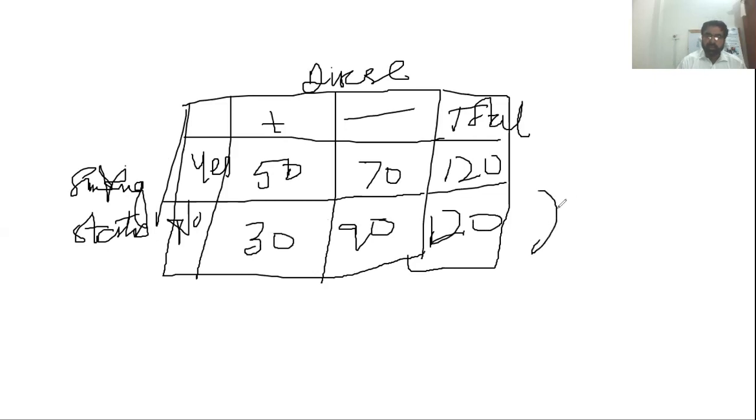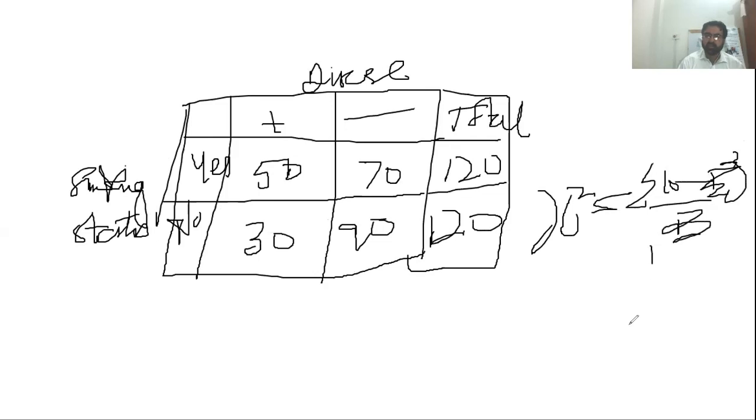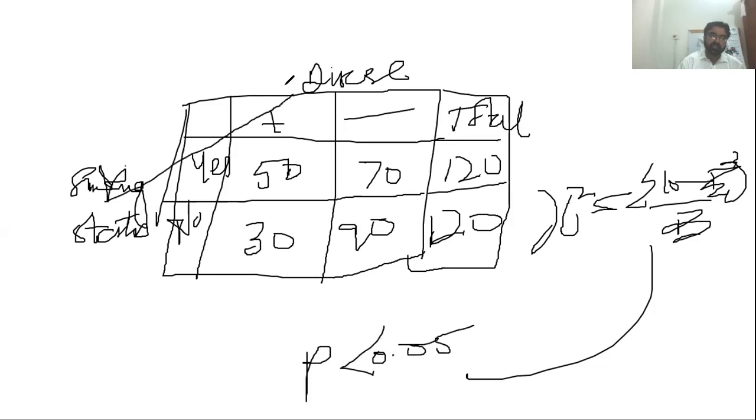And if you calculate the chi-square test with this formula, sigma (O minus E) whole square divided by E, and you get a p-value which is less than 0.05, it means that there is an association between disease and smoking. The people who smoke are more likely to develop the disease as compared to those people who do not smoke. And you get a p-value less than 0.05, meaning there is an association between smoking and disease development.